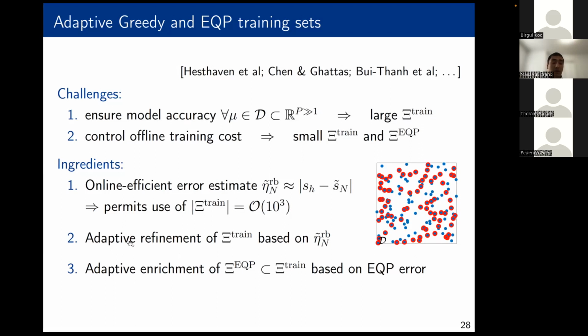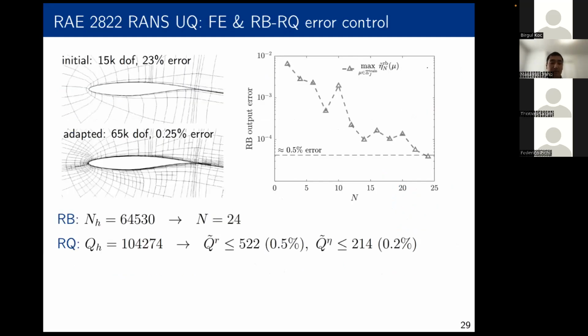So we are also going to perform adaptive refinement of the training set and adaptive enrichment of the EQP training points based on the behavior of the error. I'm going to skip the details in the interest of time, but I just want to show you the result that this class of moderate dimensional UQ problem can be tackled using a reduced order model.